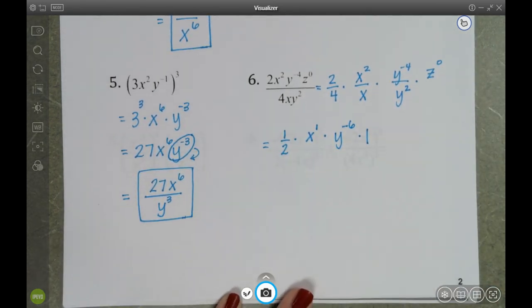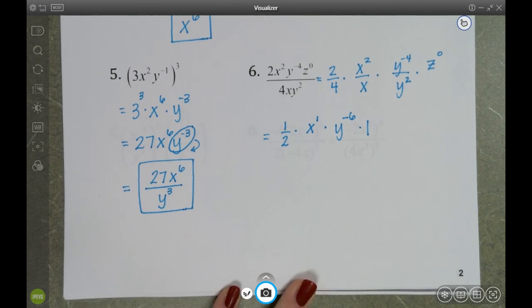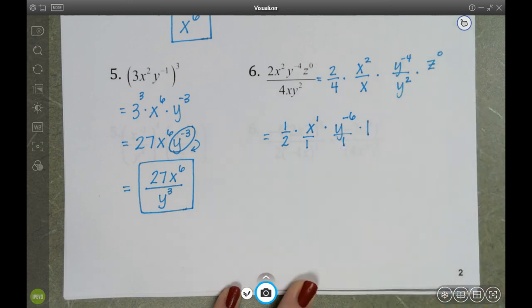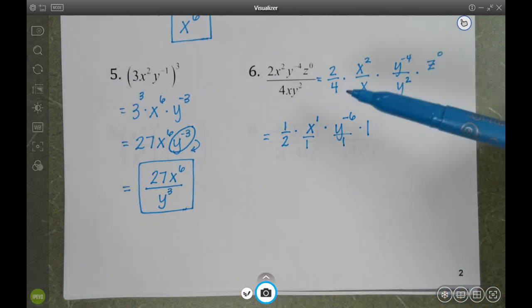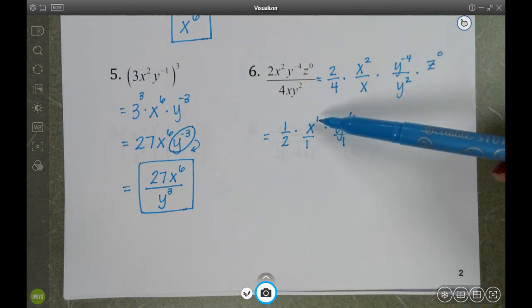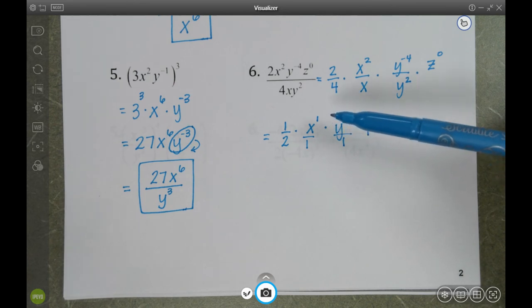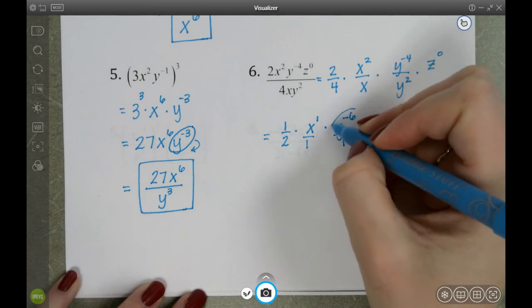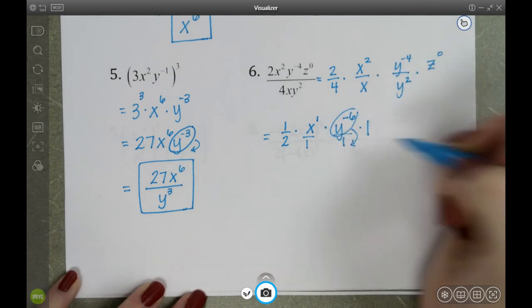Okay, so now it looks a little less scary. I'm actually going to make these fractions. This x has a positive exponent, so I'm not going to mess with it. I'm going to leave it just like it is in the top of my fraction. But the y has a negative 6 as the exponent. You can't keep a negative in your answer, so I have to move it from the top to the bottom.